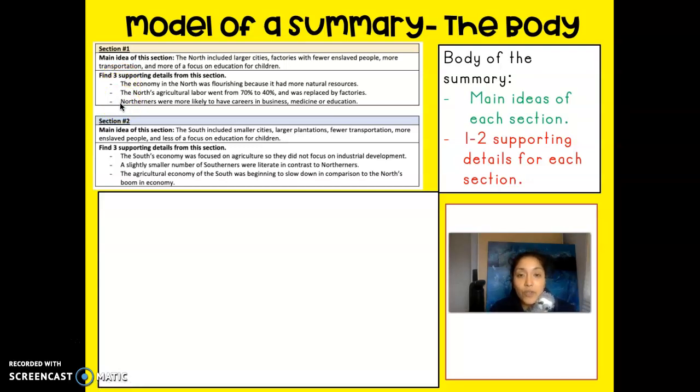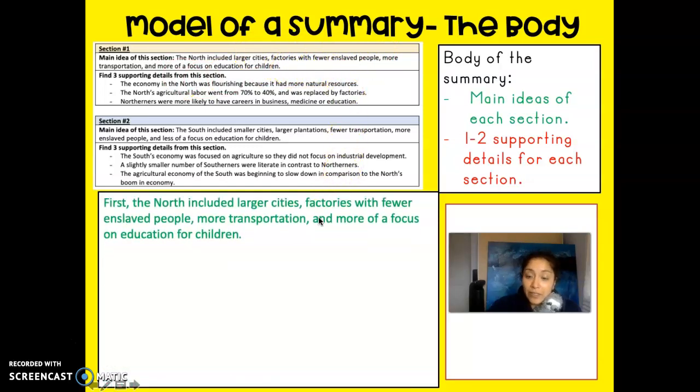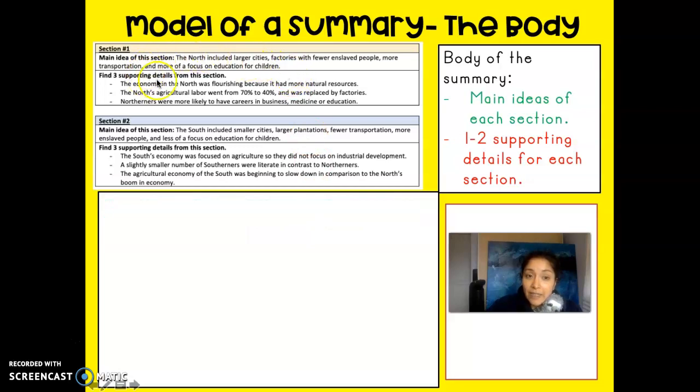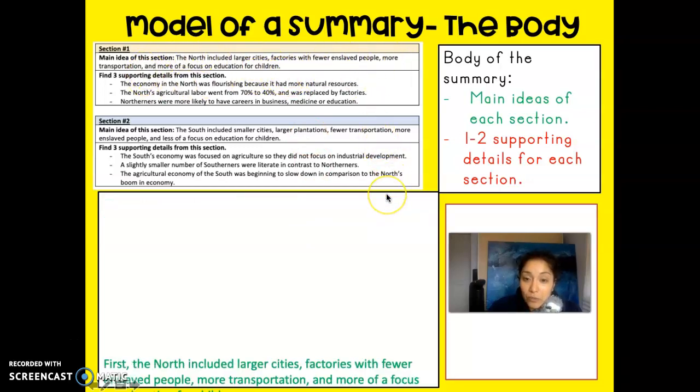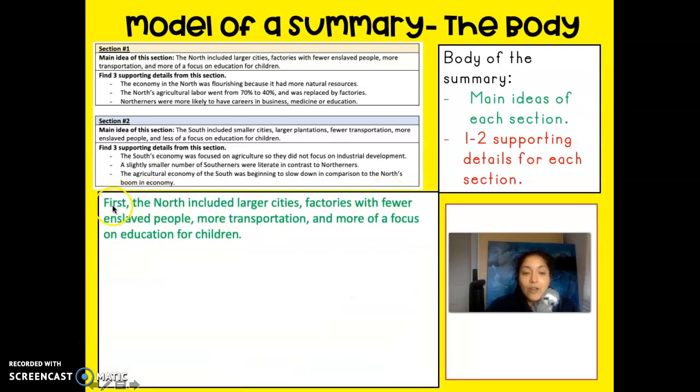All right, so the first thing, as we see here, the body of a summary includes the main ideas of each section. So it's very easy because I did my graphic organizer. I'm just going to take this main idea and move it down here. You like that sound effect? I'll do it again. Take this main idea and move it down here. Okay. First, the North included larger cities, factories with fewer enslaved people, more transportation, and more of a focus on education for children. So that's the main idea of that section.